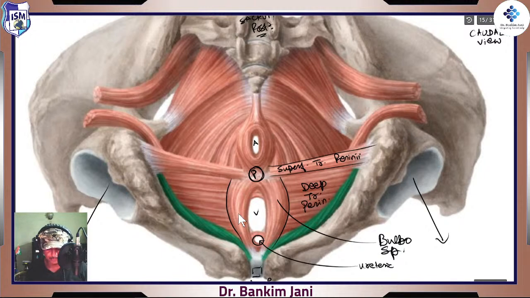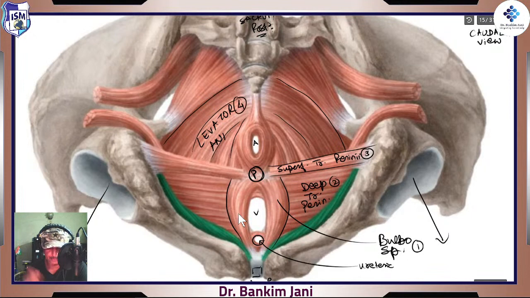See nicely, everyone meeting over there, right? So superficial, deep, and the bulbospongiosus. So this is 1, this is 2, this is 3, right? So they are done. There was one more muscle, levator ani, right? That's the levator ani, all this. And then there are several parts of it, right? So that's levator ani. So done. Chalo, this part is done.